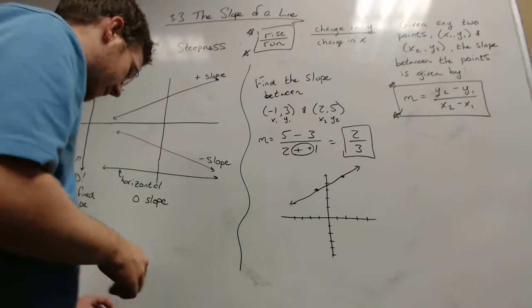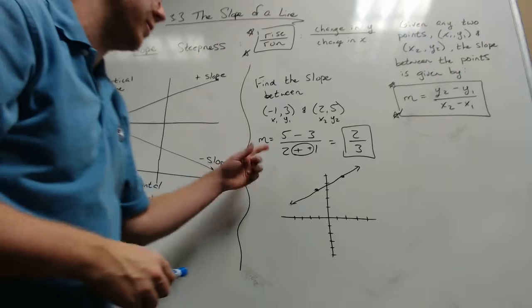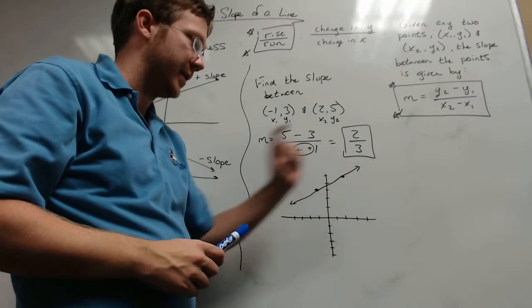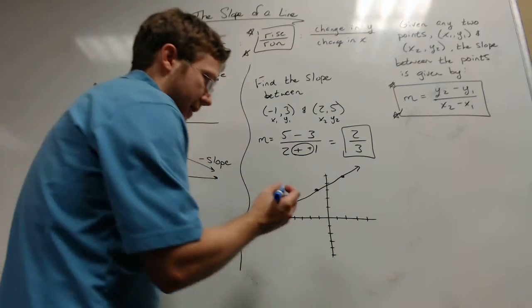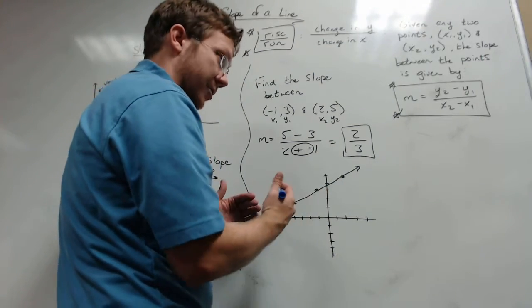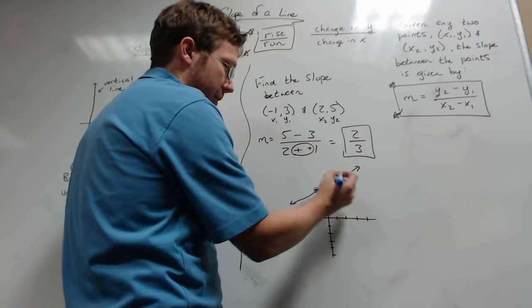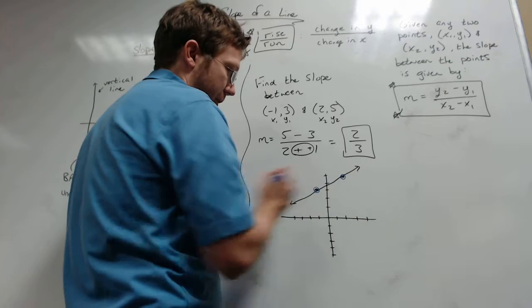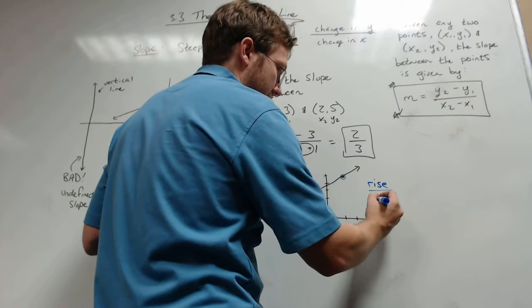And I'll do this in a different color. If we're looking at the graph, we can find the slope a different way. We don't have to worry about the slope formula, even though we already know our answer is 2 over 3. If I wanted to travel along this line, I'm going to start at one of my points. Again, it doesn't matter which one, but I generally travel left to right. So I'm going to start at my left point. I'm going to say, well, how would I get to my right point? Give me some directions.